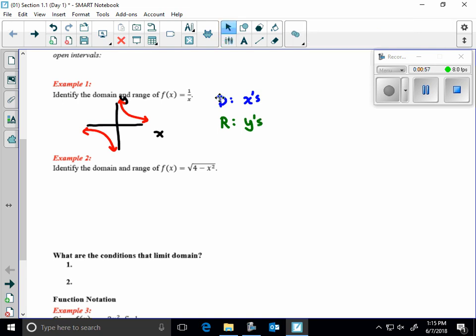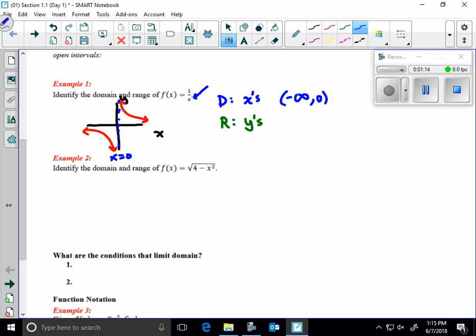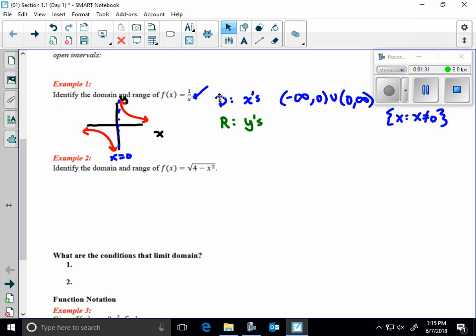One way that you could write the domain here, you can see there's a vertical asymptote at x equals 0. X can't equal 0, otherwise our function would be undefined. Therefore, our domain could be written in two different ways. You could write it in this notation here, where x cannot equal 0. That we would call interval notation, and then set builder notation, which would take on this form. Depending on the situation, either of those notations would be fine.